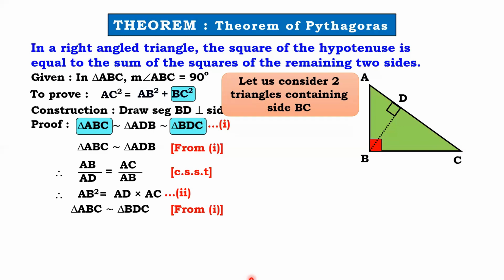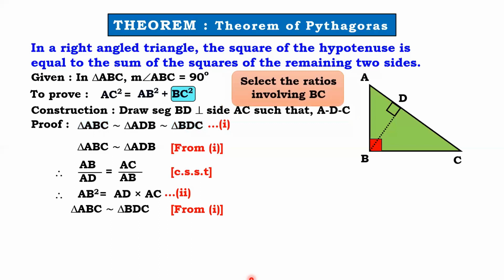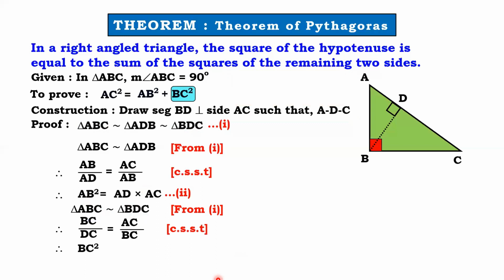Now we know if we need BC square, we have to write two ratios which involve side BC. So the first ratio would be BC upon DC, and the second ratio also needs BC, so if we take BC here, we have to take AC here. So AC upon BC. The reason would be CSST. Cross multiplying, BC into BC will become BC square is equal to DC into AC. Equation number 3.